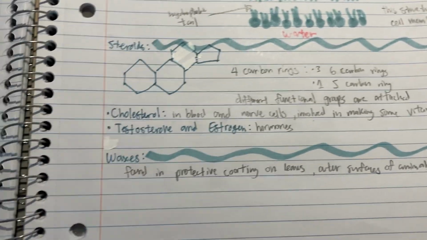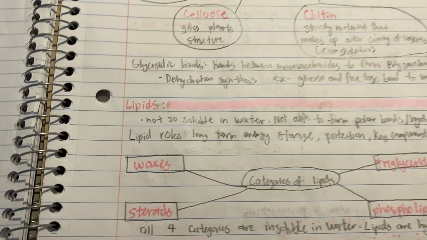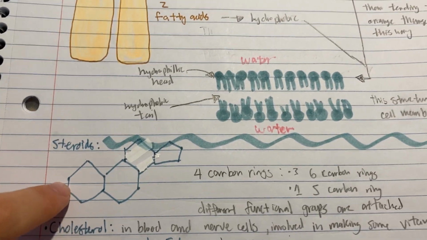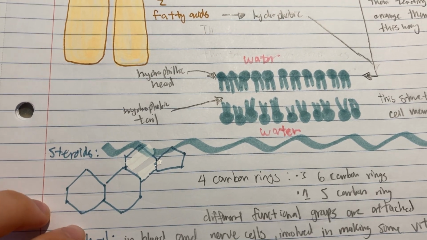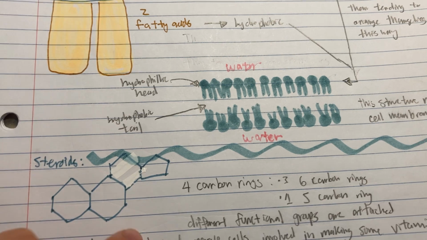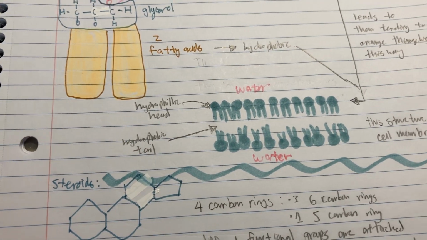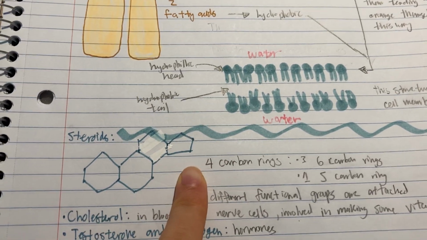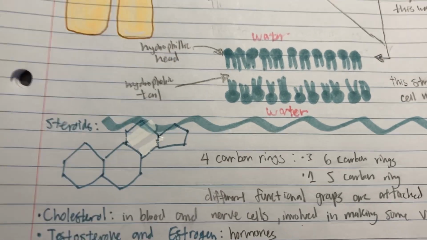And then the other 2 categories of lipids aren't as important, but you should still know them too. So there's steroids and waxes. Steroids usually form this 4-ring shape. So these are all carbons, right? Like the letters that aren't drawn, these are all carbons. So you see how there's 3 hexagons and there's 1 pentagon? That means there's 3 6-carbon rings and 1 5-carbon ring. And then different groups are attached to this basic structure to create different kinds of steroids.